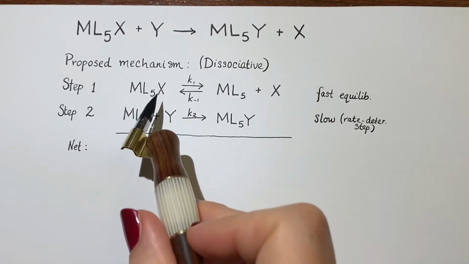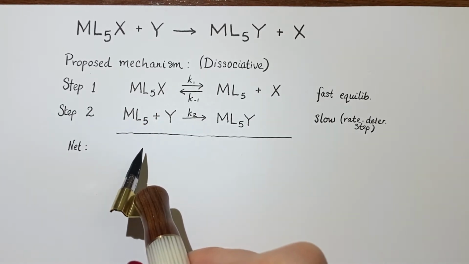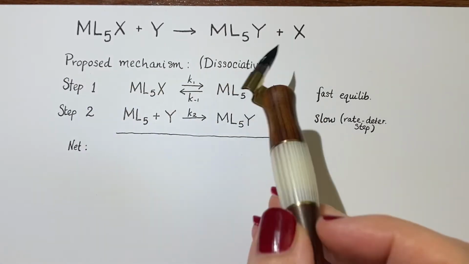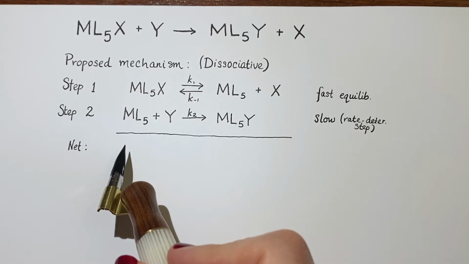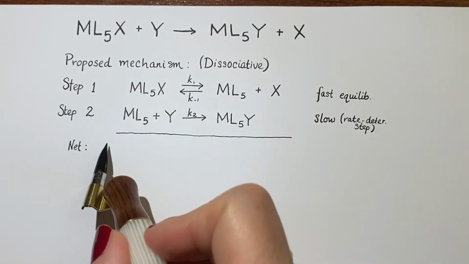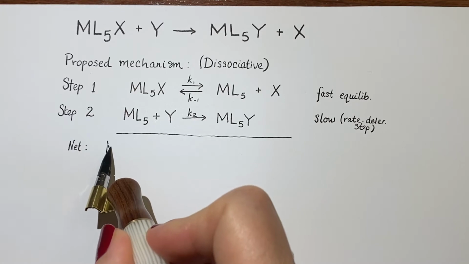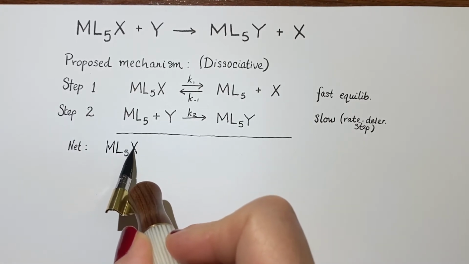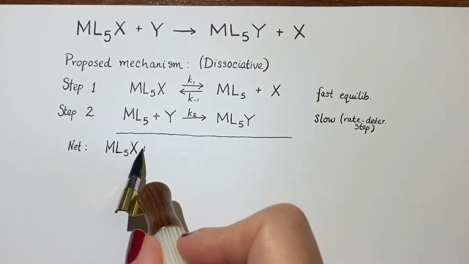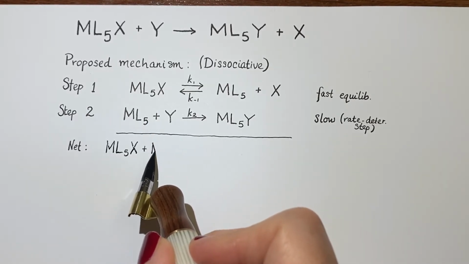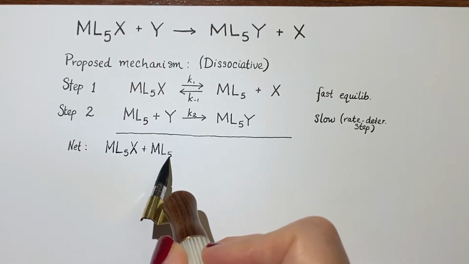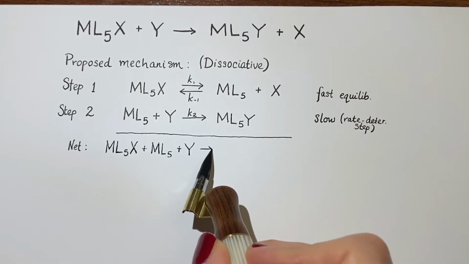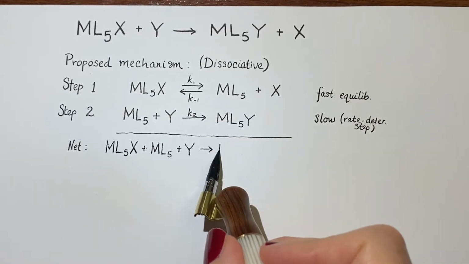Also, with our proposed mechanism, they need to add up to give the net reaction that we're looking at, so we just double check this. And what we see if we add up everything here, we have our starting compound, and we add it with everything over here on the reactant side. And then the same with the product side, include everything here.